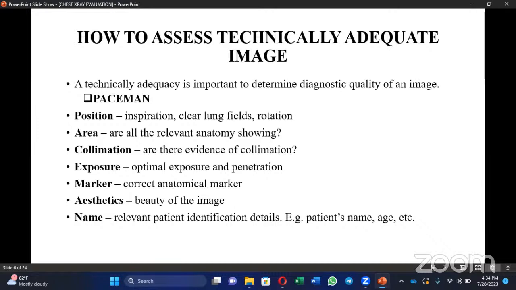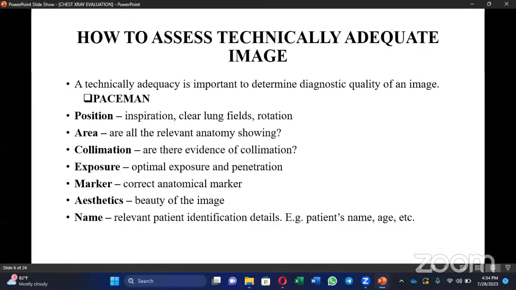All right. Please, are we okay with the technical adequacy of the image, the PACEMAN? I want you to explain on exposure. I did not get it due to the network. I said I want you to explain on exposure. I did not get it clearly due to the network that is disturbing.